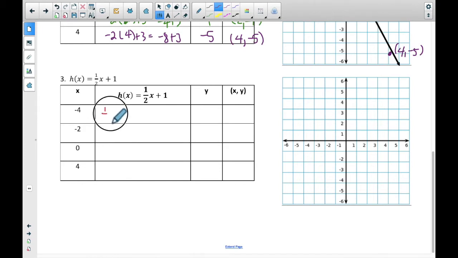In other words, if I plug in a -4 here, 1/2 times -4, that's a -2. So my y value answer is -1. So I have a -4, -1. So if you have a half here, let's count by 2's to avoid those fractions. Okay, -4, -1 is down here.